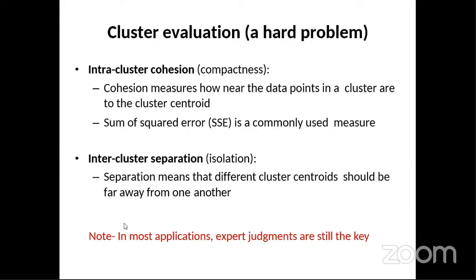So when we talk about isolation, we say inter-cluster separation, where we mean that different cluster centroids should be far away from one another. When we talk about cohesiveness, we have to calculate the cluster centroid, and then we have to see how far the nodes present in the cluster are from that cluster centroid. Similarly, inter-cluster separation is very important to say that whatever dissimilar nodes there were, whatever node has some dissimilar feature with respect to the other node, they have been kept in different clusters. So that is important to know.